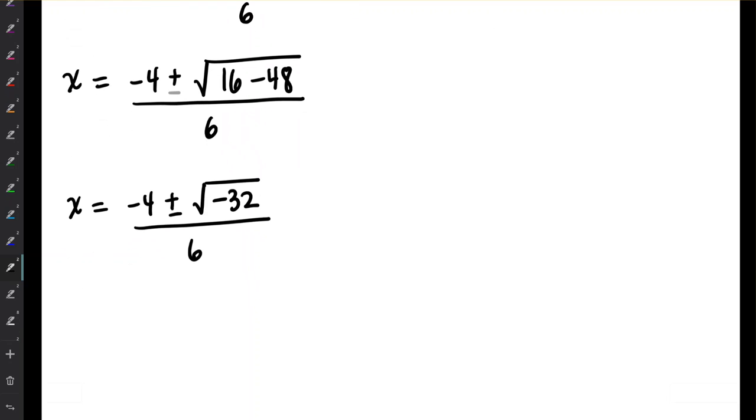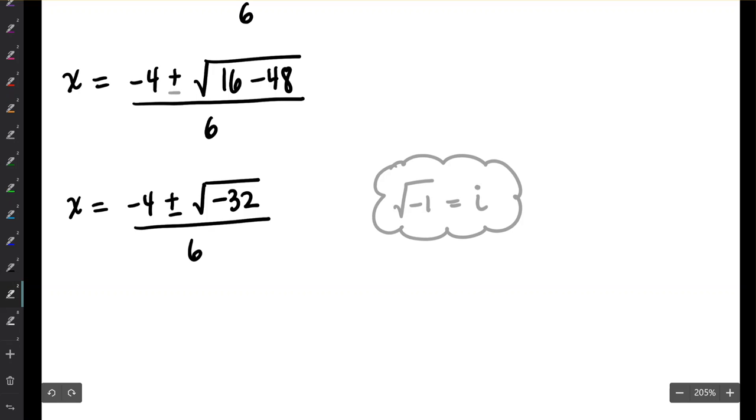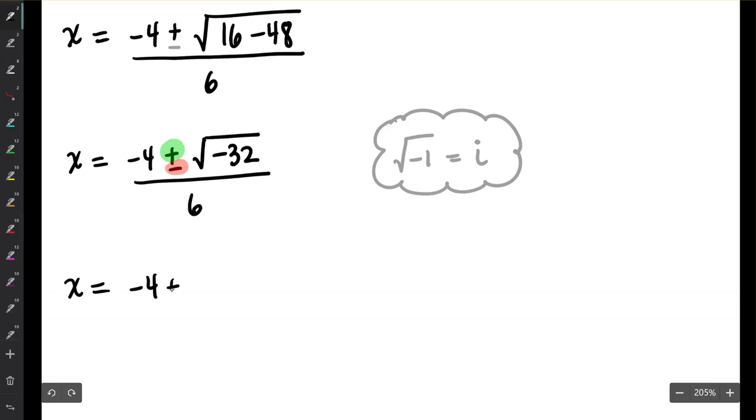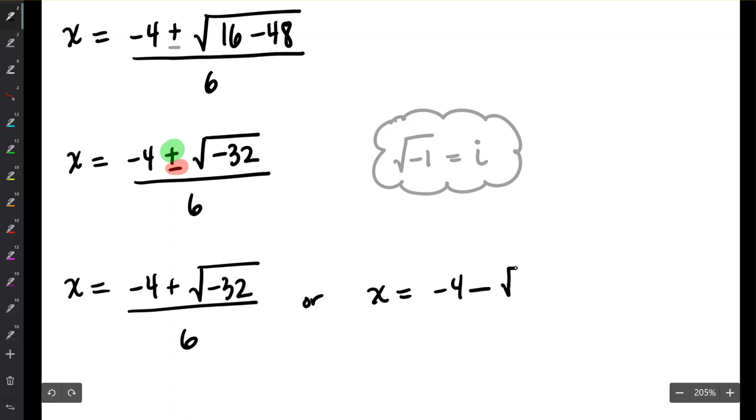And at this point, maybe it's because there's this minus sign in here, the square root of a negative has the i in it, right? Remember, the square root of -1 is defined to be that imaginary number i. It might be nice to write these two numbers as separate numbers. I think I'm going to do that right here. X is equal to -4 plus the square root of -32 divided by 6, or x is equal to -4 minus the square root of -32 divided by 6.